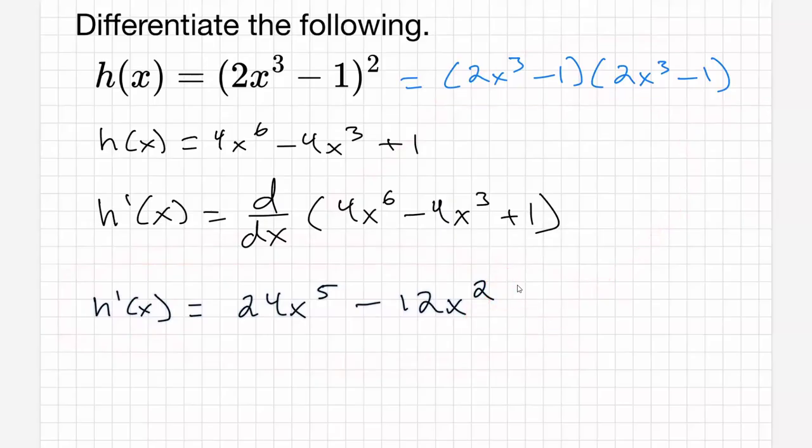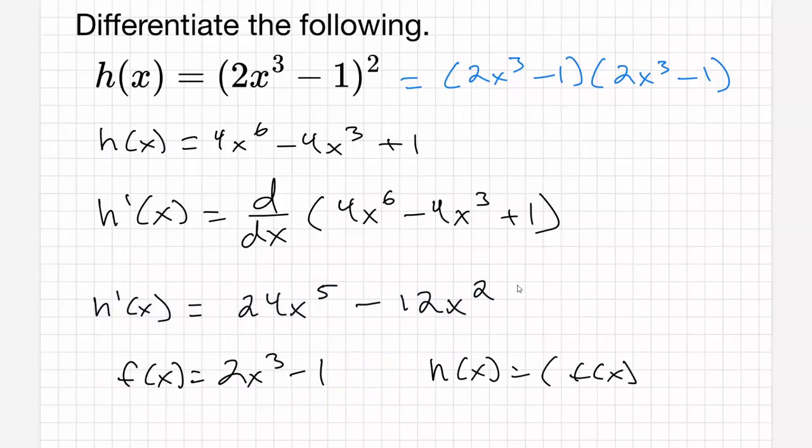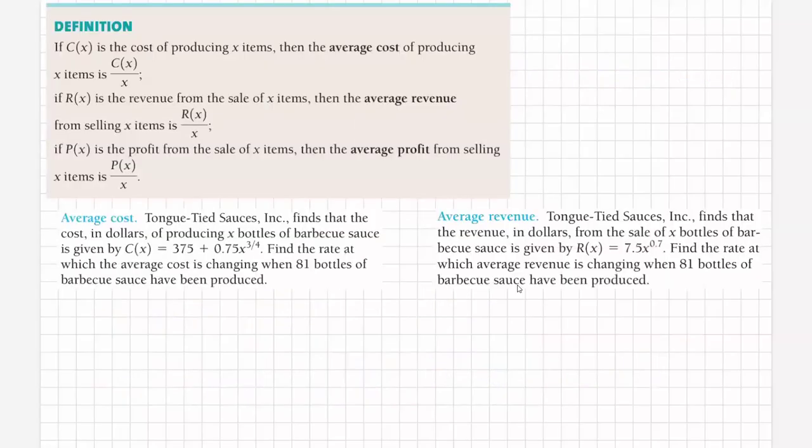Now, what we want to jump into though and show is that there's another way to handle this by looking at it from the perspective of a composite function. What do I mean by that? Well, let's say f of x equals 2x cubed minus 1. That means then I could rewrite h of x as h of x equal to f of x squared. That's the idea of a composite function, plugging one function into another. Well, let's look at it from that perspective.